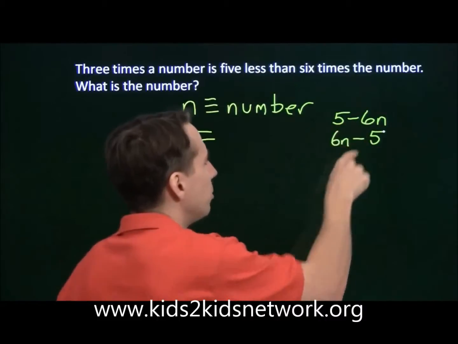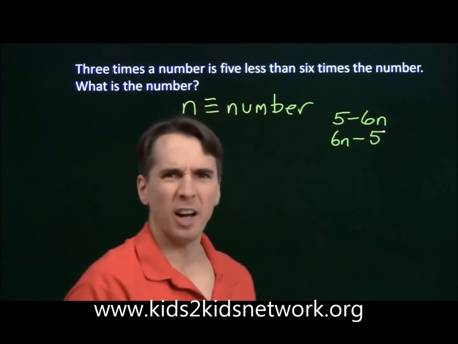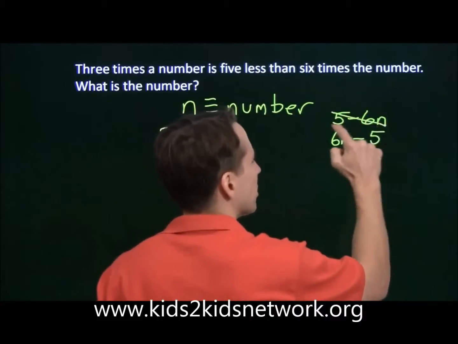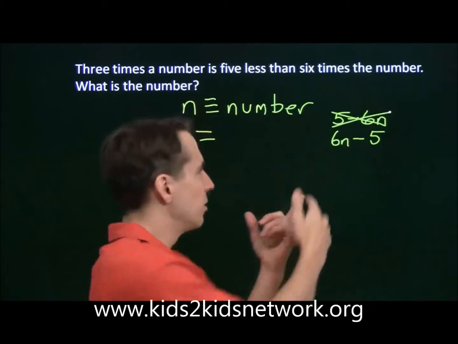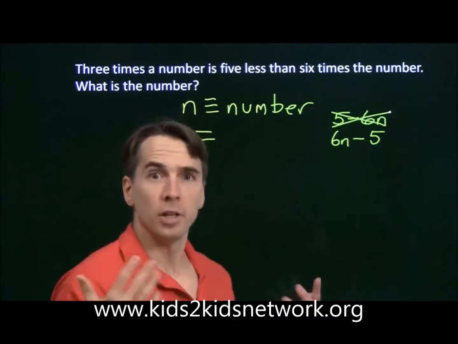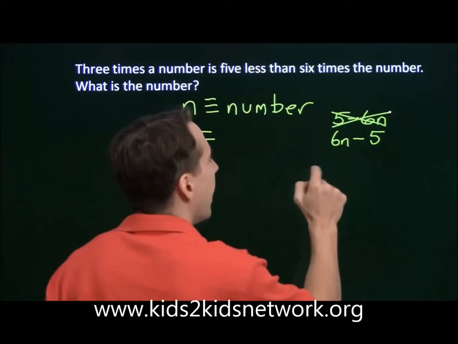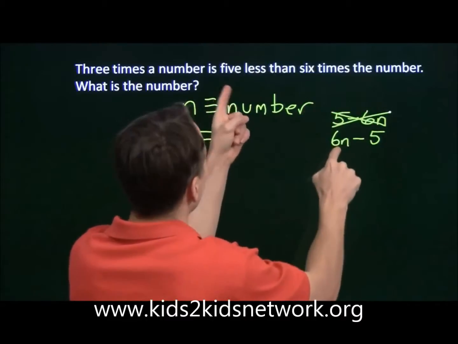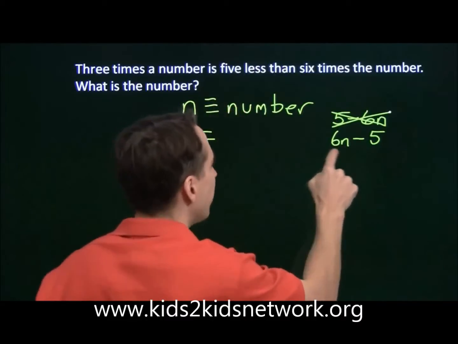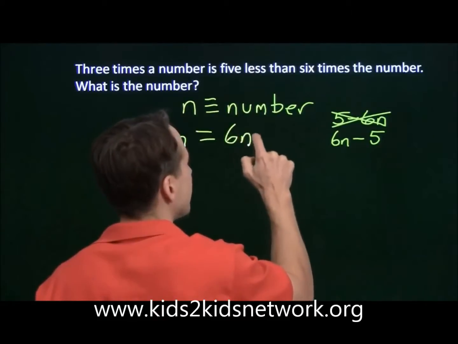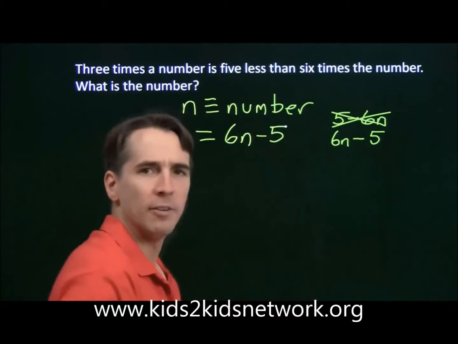So now if I put 1 in both of these, if I put 1 in here, I'll get 5 minus 6. That's negative 1. That's not right. Here, I've got 6 times 1 is 6, minus 5 does give me 1. So that one, yeah, that makes sense. 6 times the number, 5 less than that. 5 less than 6 times the number. All right, we got it. 6n minus 5 goes over here.